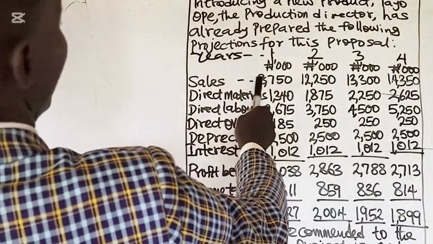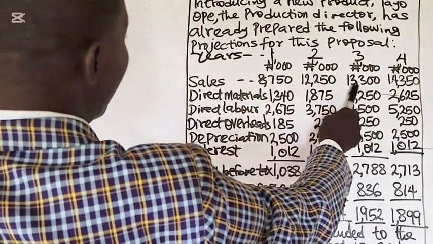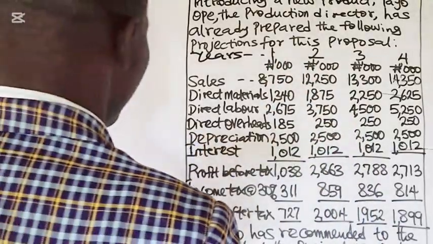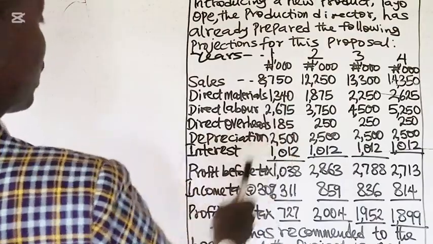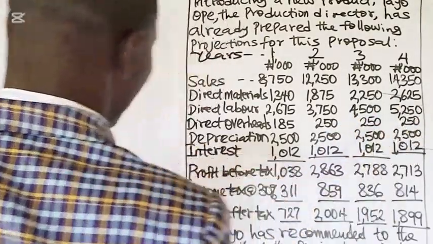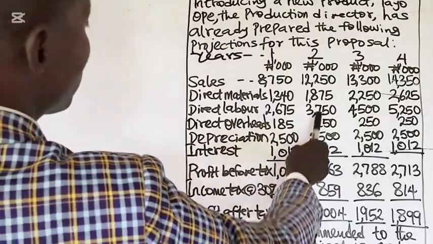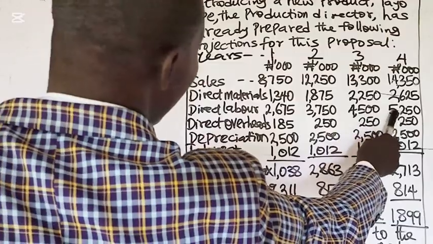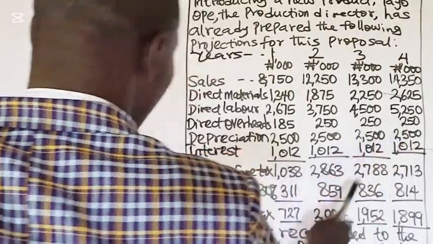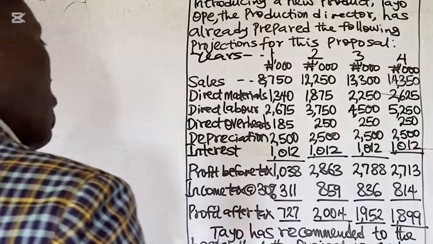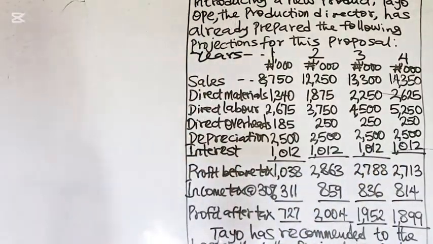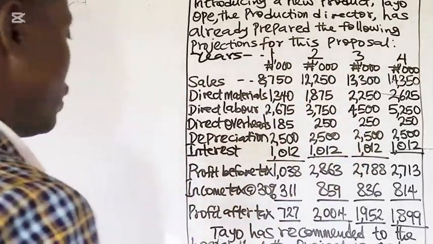Sales: 8,750,000, 12,250,000, 13.3 million, and 14,350,000 for years 1, 2, 3, and 4 respectively. Direct materials: 1,340,000, 1,075,000, 2,250,000, and 2,625,000. Direct labor: 2,675,000, 3,750,000, 4.5 million, 5,250,000. Direct overheads: 185,000, 250,000, 250,000, and 250,000 for years 1, 2, 3, and 4 respectively. Depreciation: 2.5 million for each of the years 1, 2, 3, and 4.